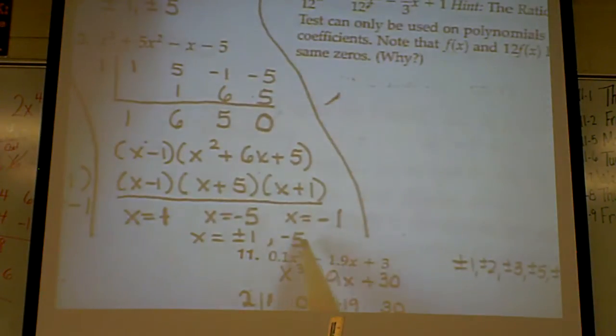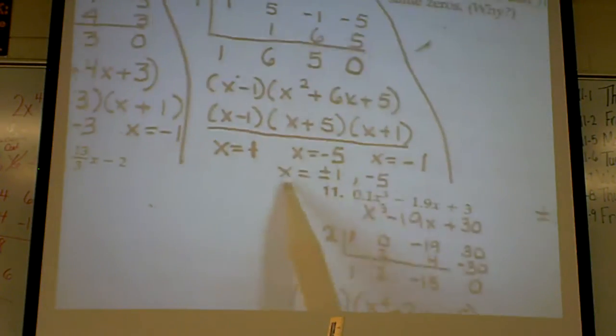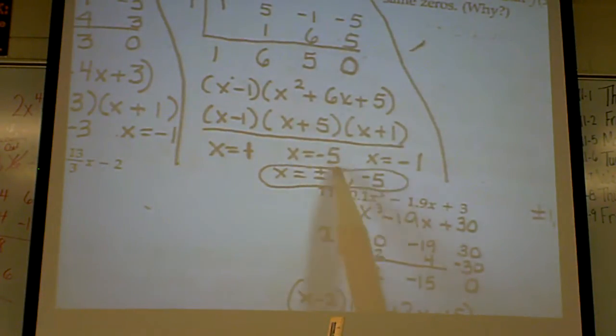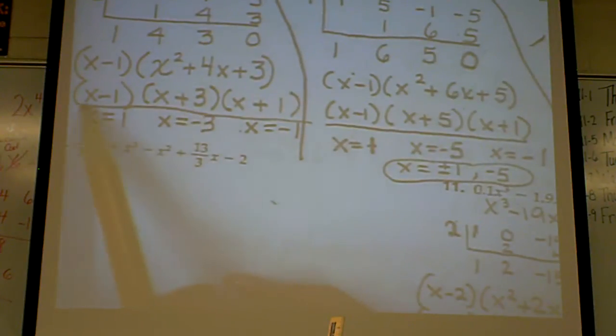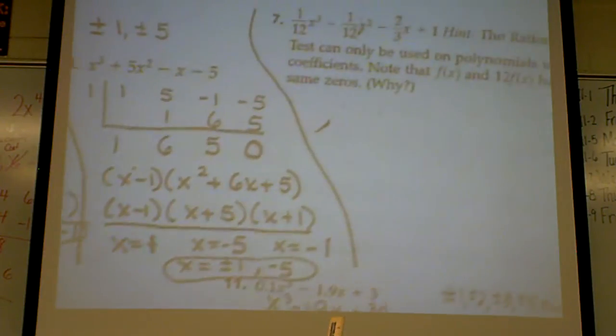Yes, I want these answers. Read the instructions, find all the rational zeros, and this is the answer right here. So, this is this answer right here, one. Okay, now move on to number 7.